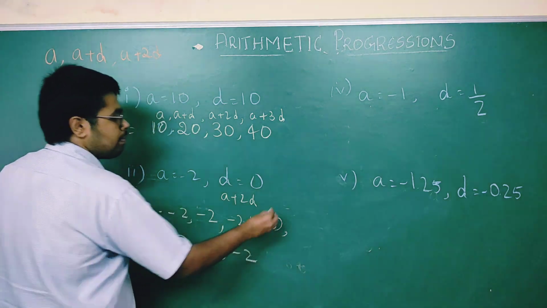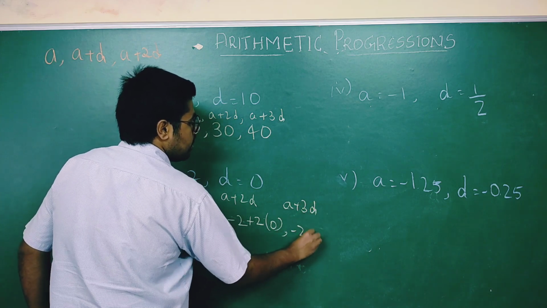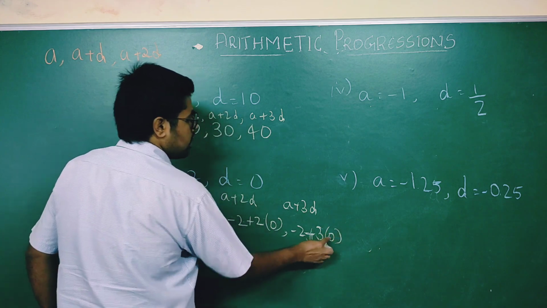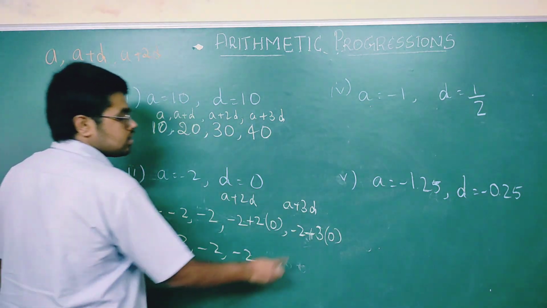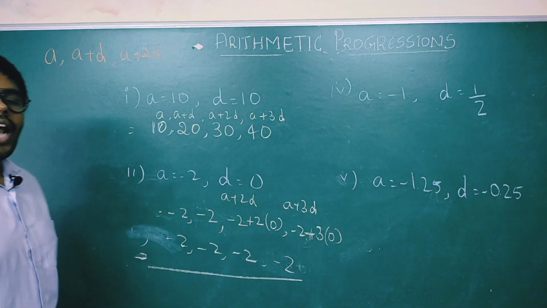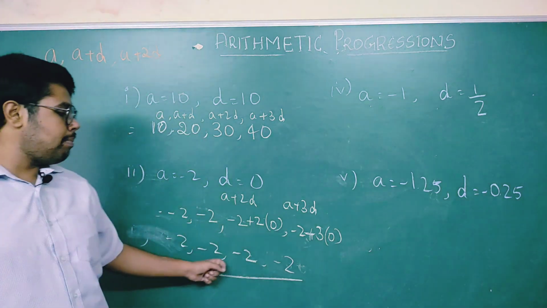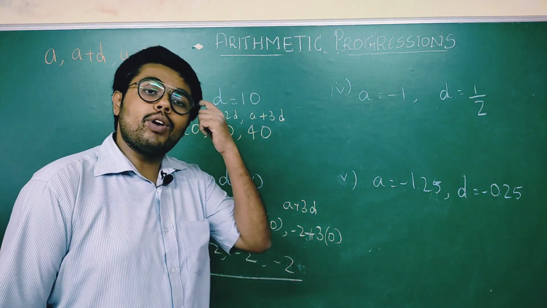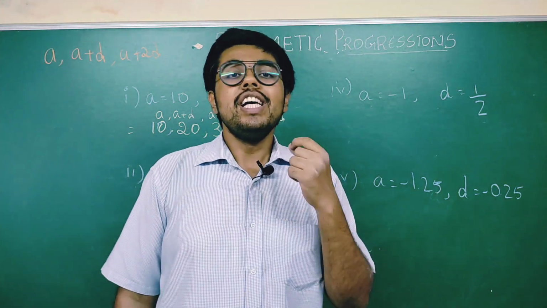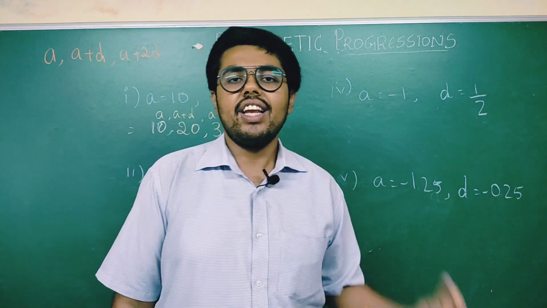One more term, that is a plus 3d. What is a plus 3d? Minus 2 plus 3 into 0. So 3 into 0 is 0. So minus 2 again. So if you see, I have already told you an AP can have a common difference which is 0. That is why the same number keeps repeating. This you need to remember, okay. An AP which has 0 common difference, you will write the same number again. Okay.